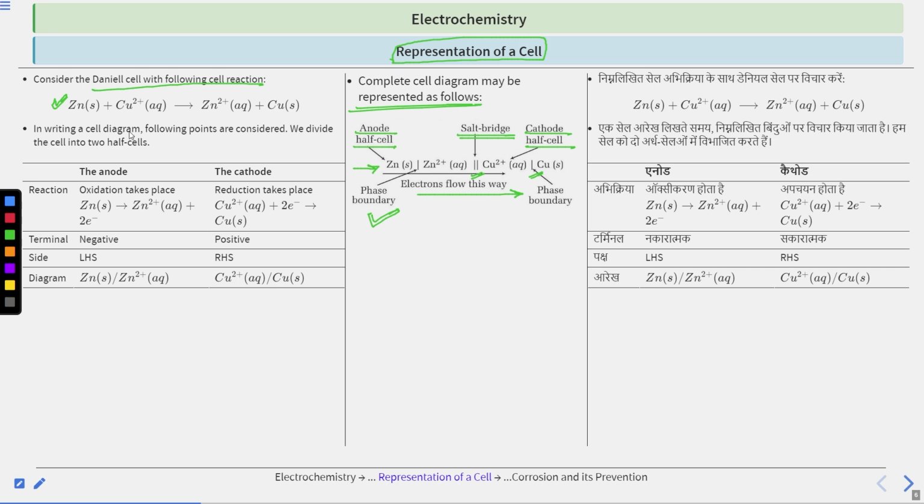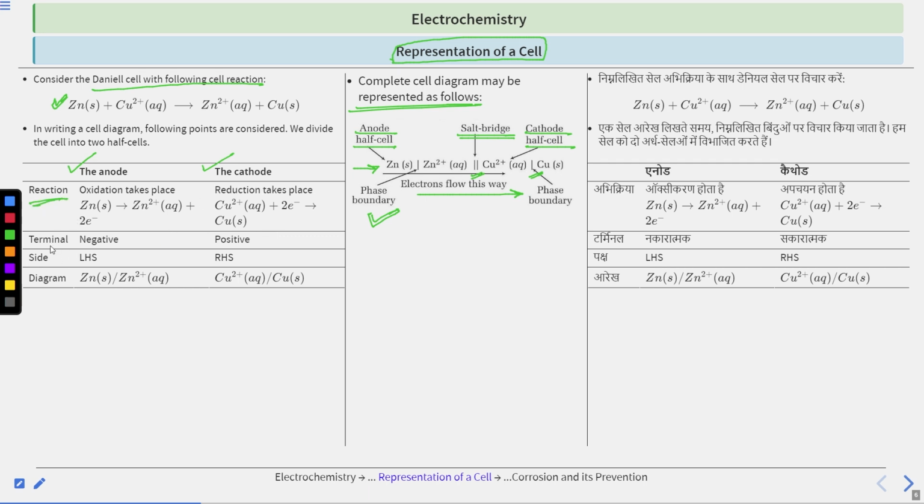In writing a cell diagram, the following points are considered. We divide the cell into two half cells first of all, the anode one and the cathode one. Oxidation takes place at the anode, so zinc gives us Zn2+ plus 2 electrons, losing of electrons. At the cathode, reduction takes place, so gaining of electrons: Cu2+ plus 2 electrons giving us copper solid. So first of all we write the two half cell reactions.